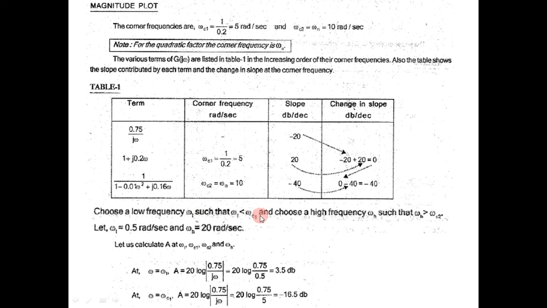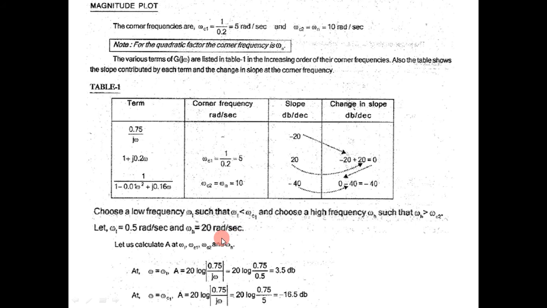In the frequency response, we have to consider the low frequency and high frequency. So we are assuming omega L and omega H. The condition for omega L is that omega L should be less than omega C1 and omega H should be greater than omega C2. Let us take omega L, which is less than omega C1, as 0.5 radians per second, and let us choose omega H, which should be greater than omega C2, as 20 radians per second.